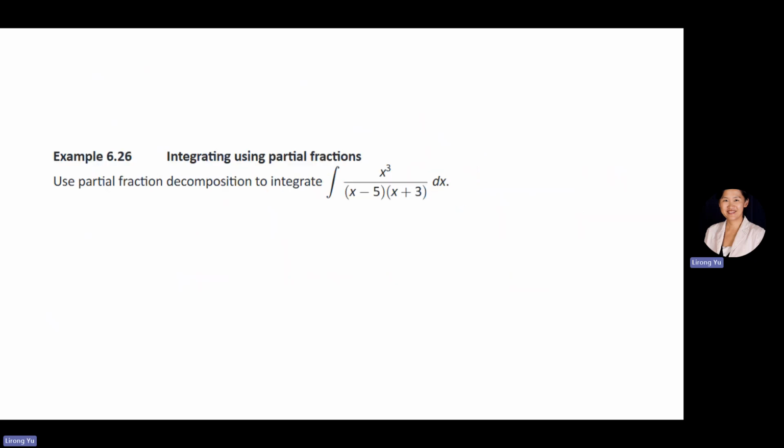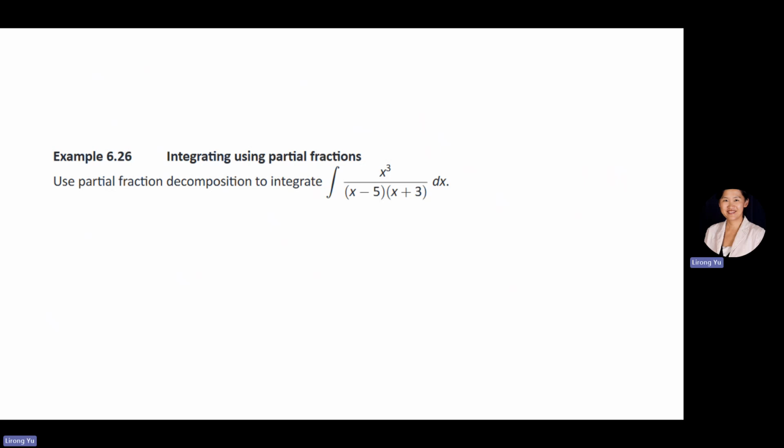Right, I'm not sure we got enough time, but we can start this. The second example, we're integrating this function. There's a slight problem on this integration: the numerator is degree 3, the denominator is degree 1 times degree 1, which makes it degree 2. So the numerator is degree 3, the denominator degree 2.